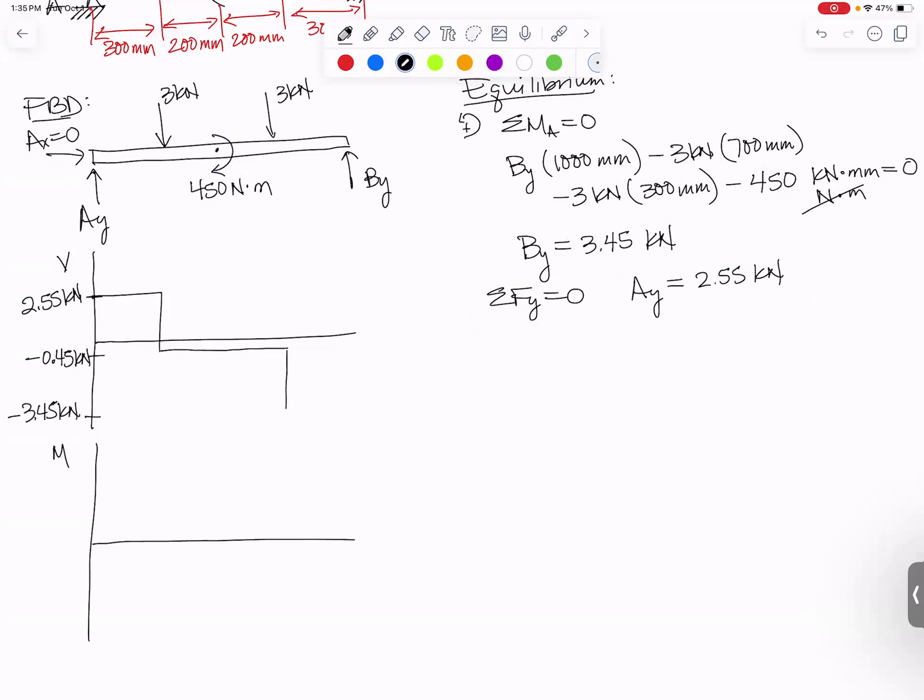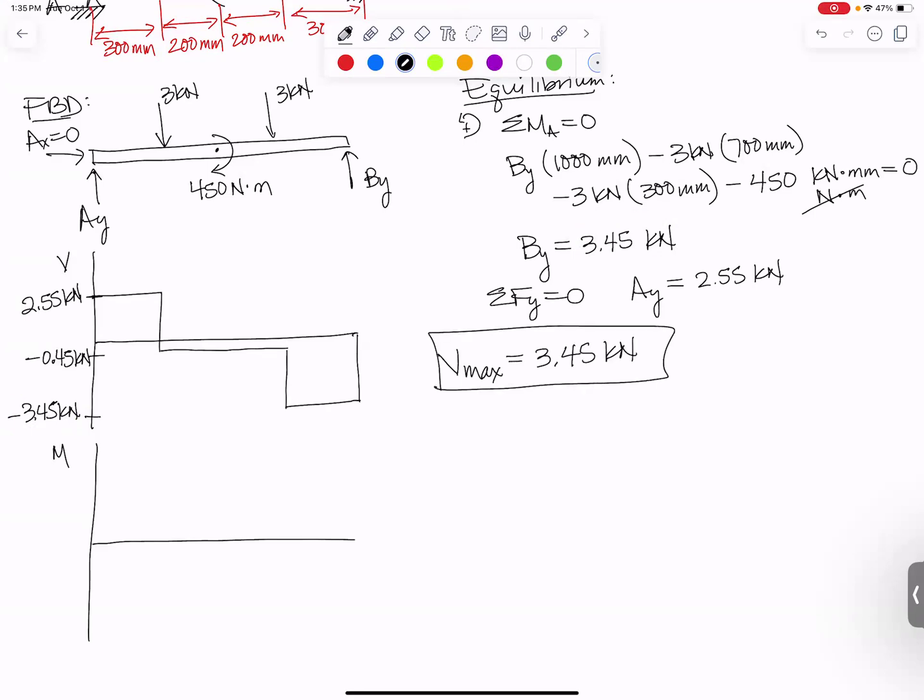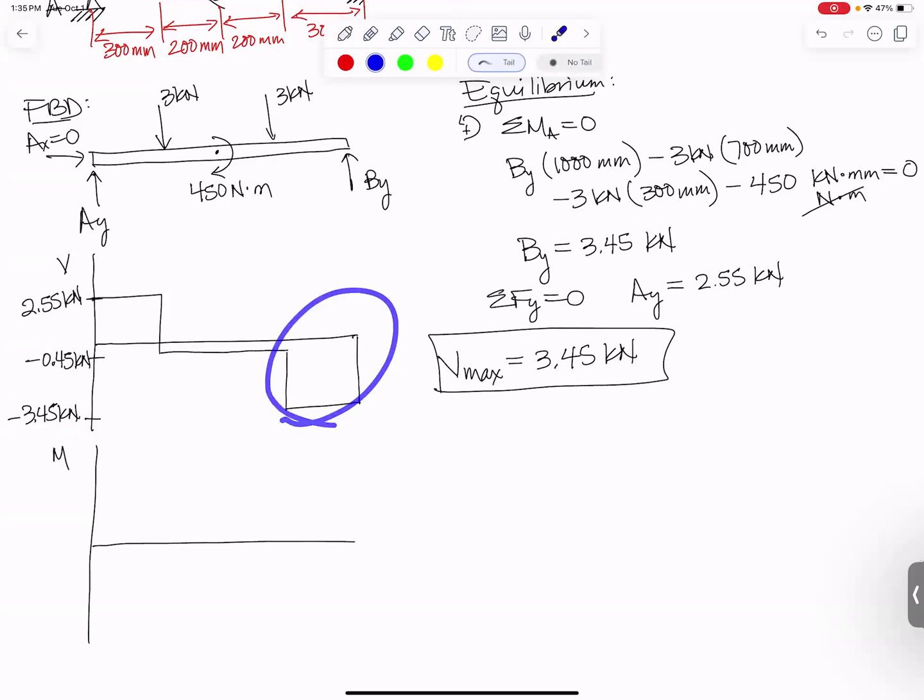And then your double check you've done everything right is at the end of the beam, we go straight back up and BY was equal to 3.45 kilonewtons. So that should always work out that way if you've done your equilibrium equations correctly and then you've drawn your shear force diagram correctly. You should come back to 0 at the end. So somebody wanted to know what's Vmax. Vmax happens to be equal to 3.45 kilonewtons, which is in that far right section of the beam, right here between the 3 kilonewtons and the end.